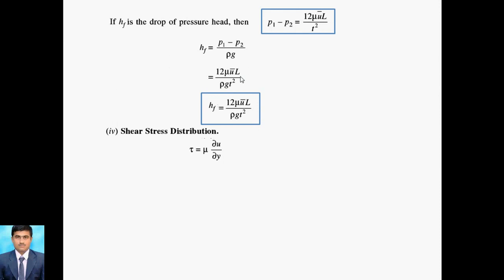Now the shear stress distribution, that is tau is equal to mu du by dy. So for du, instead of u, we put the value minus 1 upon 2 mu dou p by dou x into ty minus y square.